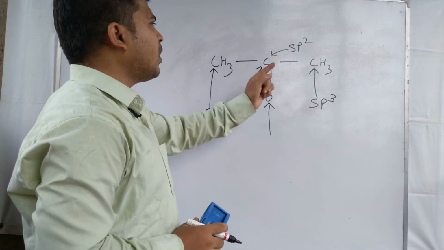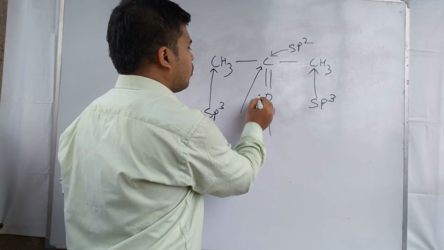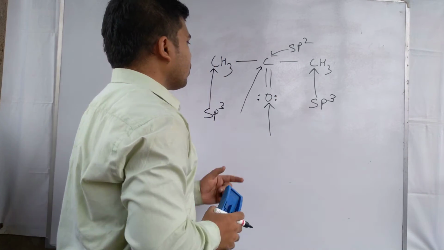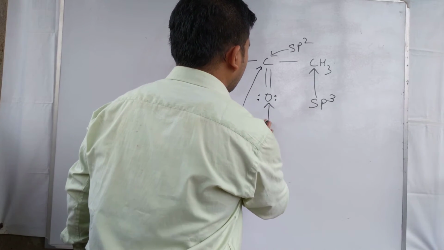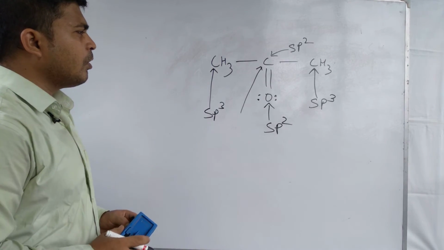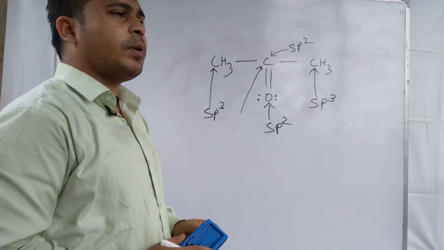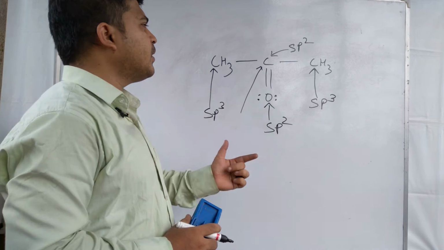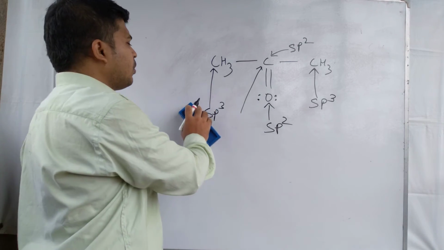For this reason this carbon is sp2 hybridized. For the oxygen, 2 lone pairs are present on the oxygen atom, so the total number of pairs is 2 plus 1, which is 3. So this oxygen is in sp2 hybridization. The oxygen is sp2, and the carbons are sp2, sp3 and sp3 hybridized. This is the prediction of hybridization of carbon and oxygen in this molecule, and you understand this one.